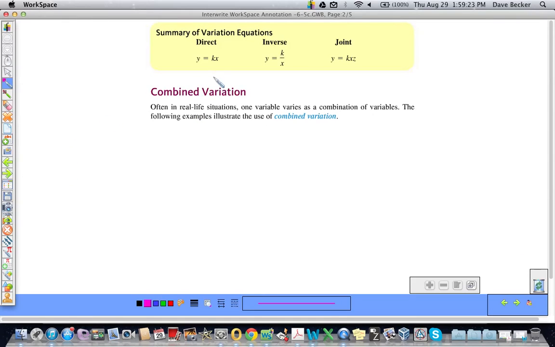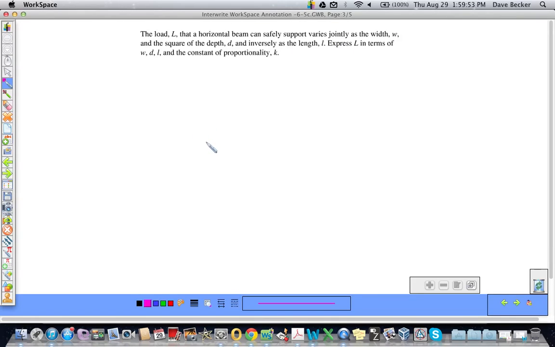And here is a summary of all the variations that we have. We have direct variation, y equals kx. Inverse variation, y equals k over x, and joint, y equals kxz. Okay? And sometimes we have to use combined variation. We might have to use a combination of direct and inverse, or inverse and joint, or direct and joint, or a combination of all of them. Okay? You just have to read very carefully and see how it all shakes out.